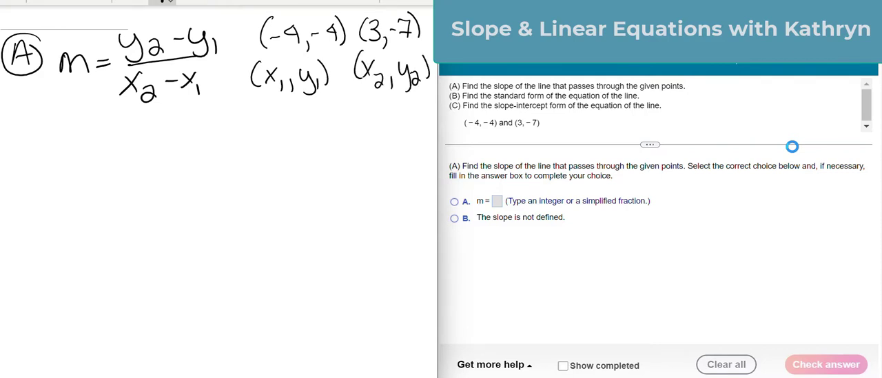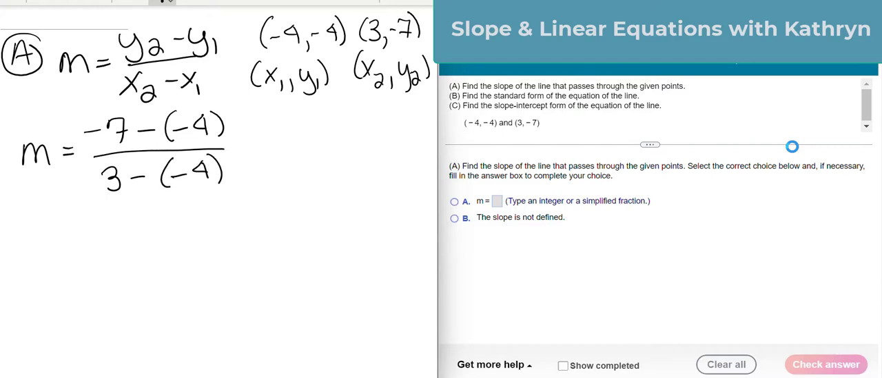I think it's easier when we put it in the formula because all we have to do is just match up the letters. So y sub 2 is -7, minus is part of the formula. Y sub 1 is -4, so I'm going to make a parentheses there for my -4. X sub 2 is 3, minus is part of the formula. X sub 1 is -4. So once again, I'm going to make a parentheses.